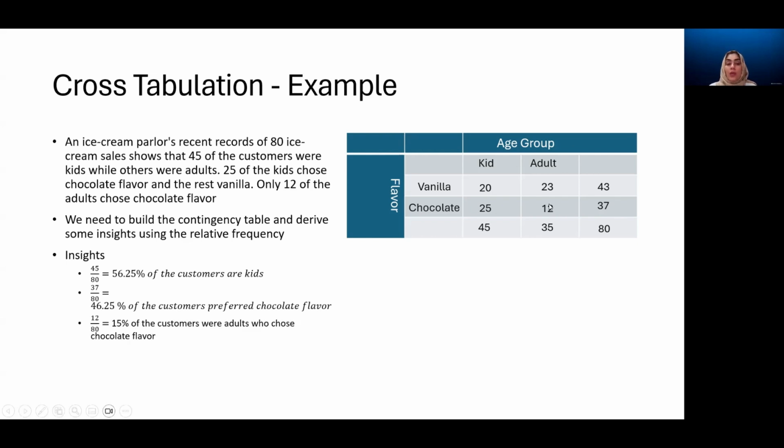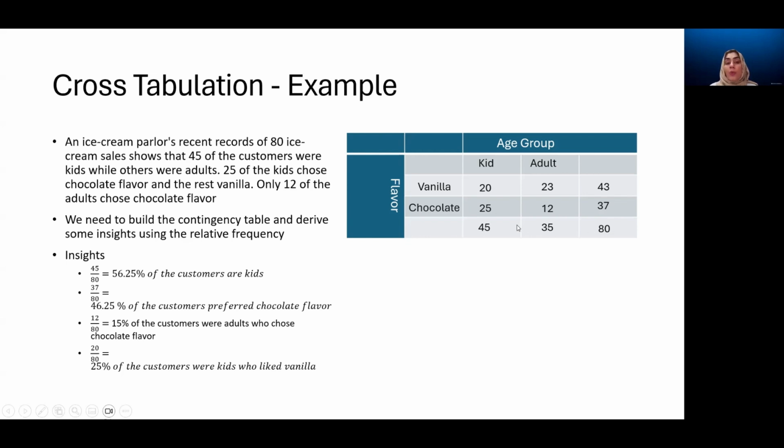12 out of 80 here is the percentage of the customers who were adults who chose chocolate flavor. So basically here we are looking at an intersection between these two values, which is a customer who was an adult and also preferred chocolate. So it was only 12 out of 80, which was 18% of the total customers, which were 80, who preferred chocolate flavor and were adults. 20 out of 80 were those customers who were kids and they liked vanilla flavor. So we get it from here.